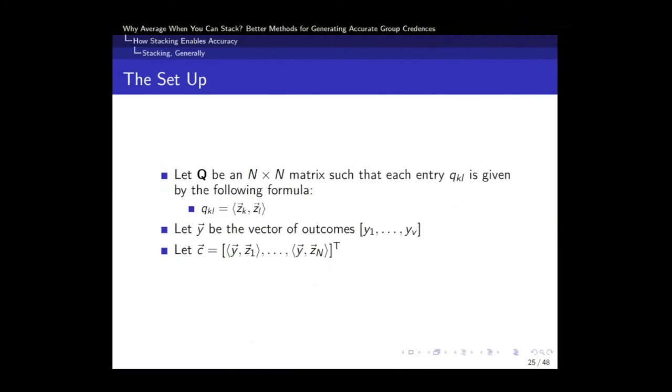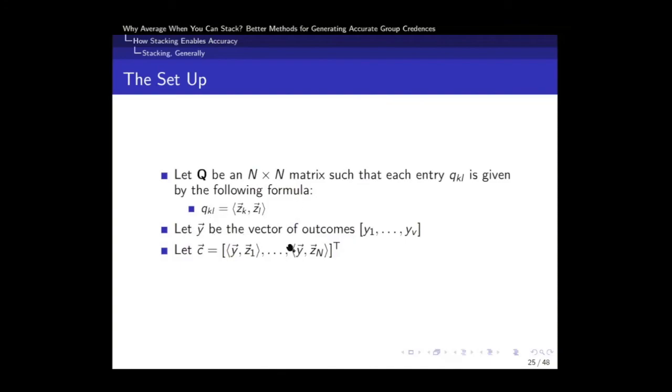Finally, let's let Q be an n by n matrix such that each entry Q_KL is given by the following formula. It's just the dot product of individual K and individual L's leave alpha out vectors. And so Q is a matrix in which each entry takes the dot product of two individuals' leave alpha out vectors. And the diagonal of that matrix is going to be each individual's leave alpha out vector dotted with itself, right? So the diagonal is just going to compare each individual's leave alpha out vector to itself.